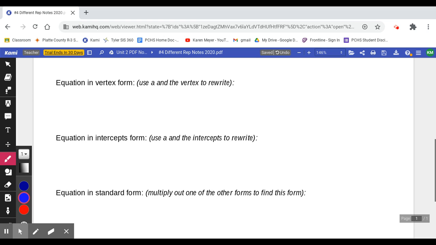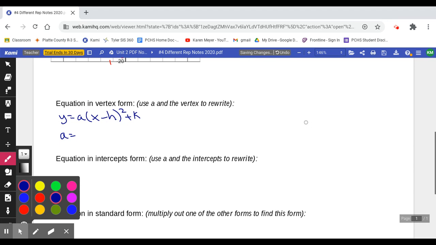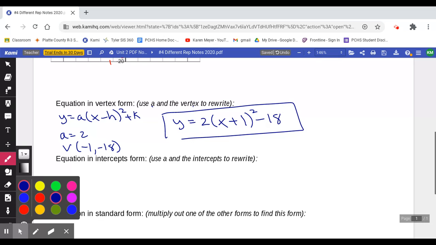Vertex form, if you don't remember, is y equals a(x - h) quantity squared plus k. Remember we said a was 2, and we said the vertex was (-1, -18). So now use that information and plug in for a, h, and k. So y equals 2(x + 1) quantity squared minus 18. Remember, if it goes in the parentheses, switch the sign.